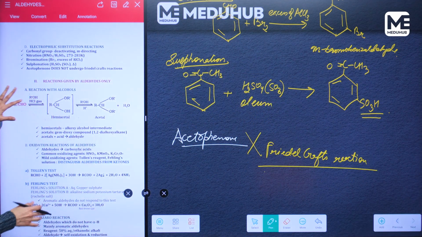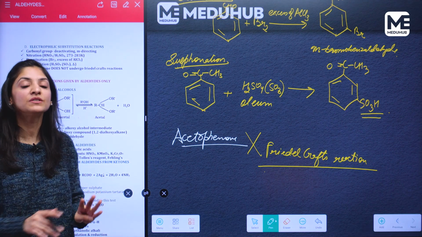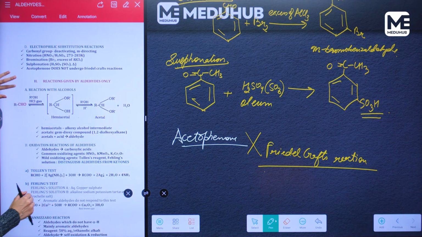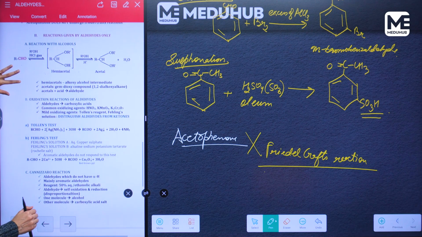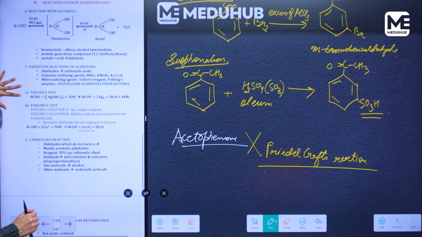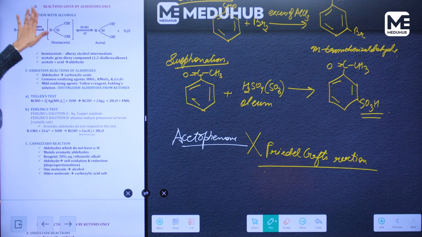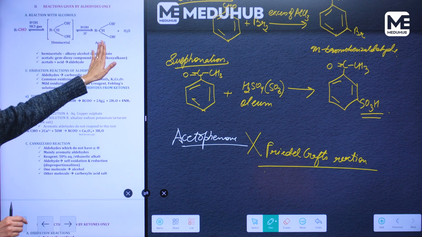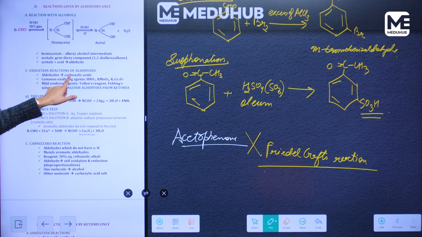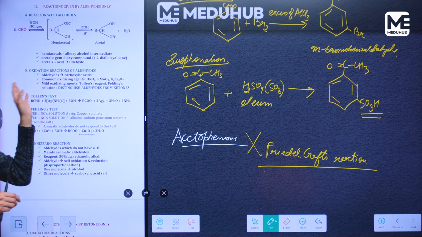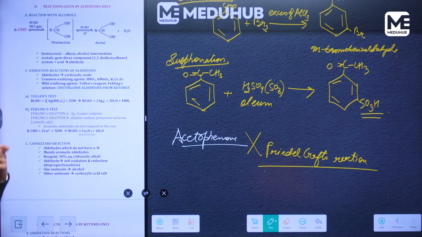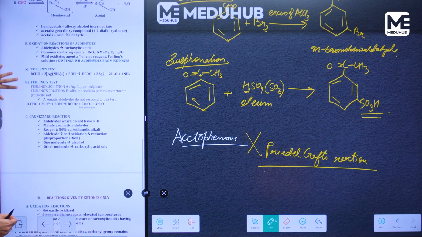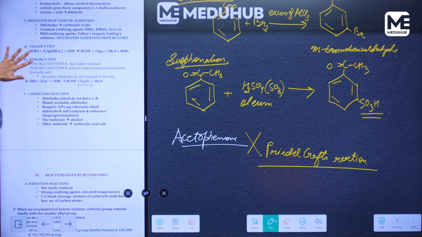Right? So this is it for the common reactions of aldehydes and ketones. There were 4 reactions. Now we will move on to the reactions given by aldehydes only. First reaction is reaction with alcohols to form hemiacetal, which eventually gives us an acetal. Second is the oxidation reaction of aldehydes. Oxidation reactions of aldehydes are very important because they help us distinguish aldehydes from ketones. We'll see how. There are 2 oxidation reactions, Tollens test and Fehling's test. These are not given by ketones but only by aldehydes.